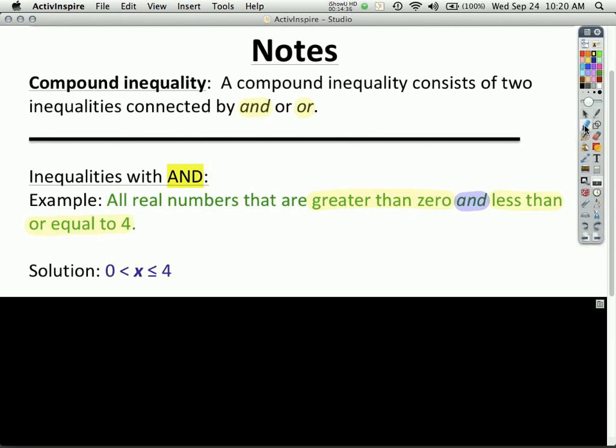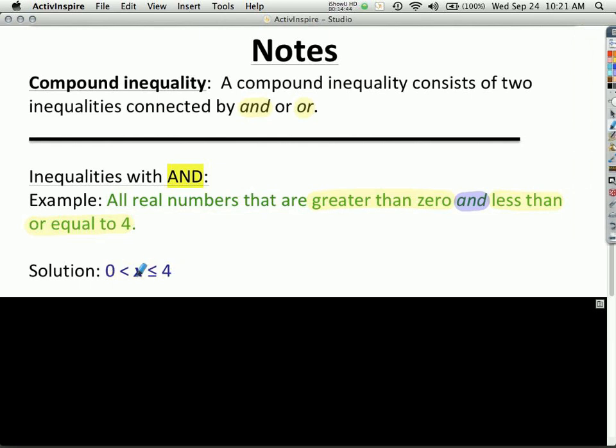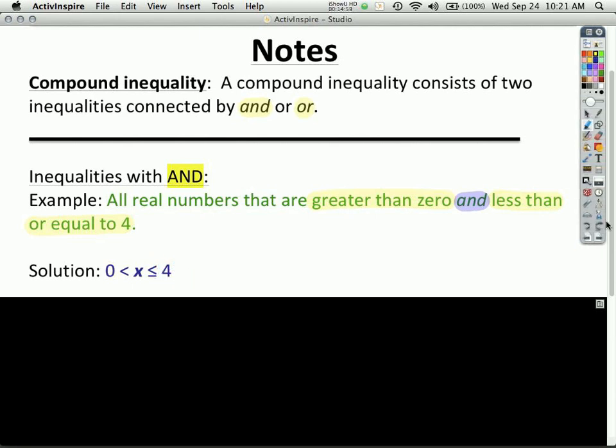Let me teach you how to read this. In English, we start reading from left to right, but in algebra, that's not always the case. In this, we read from the middle. We read from the x. And this is read, x is greater than 0 and less than or equal to 4. So we are actually reading x is greater than 0 and x is less than or equal to 4. So we're actually reading them and connecting them with the word and.